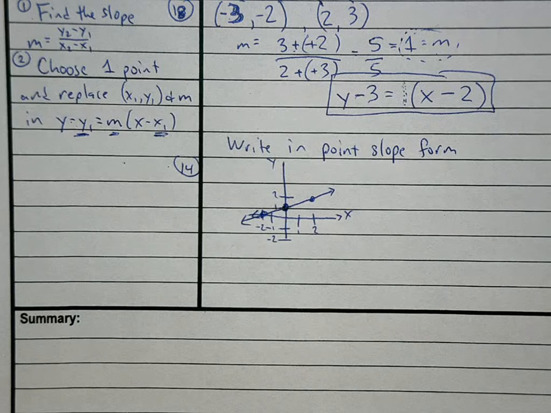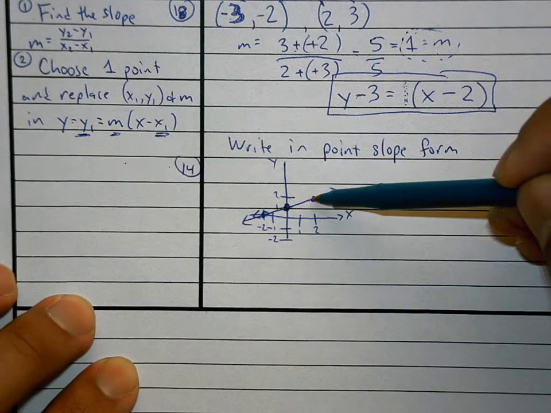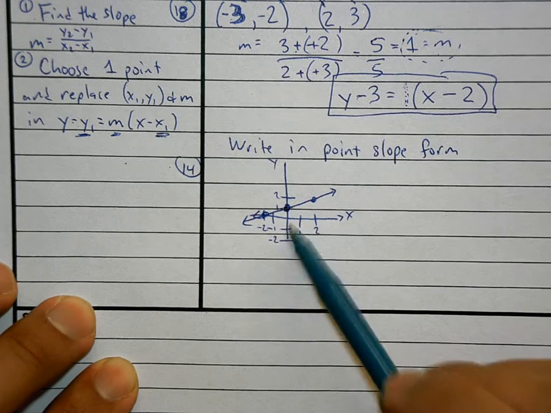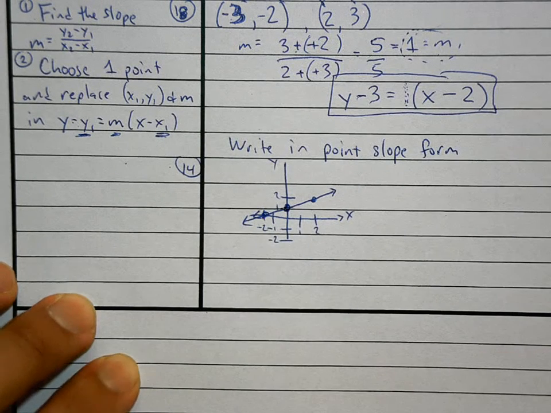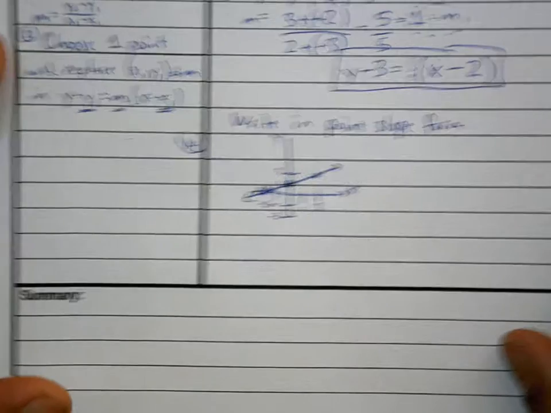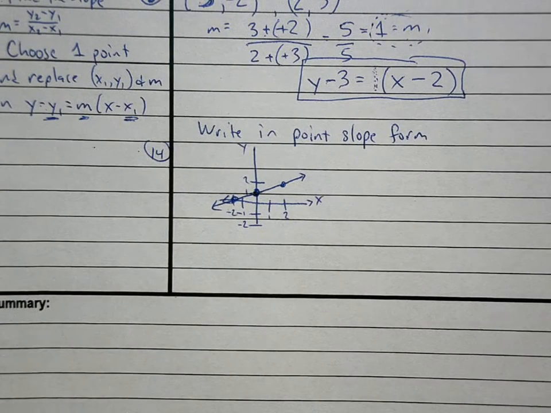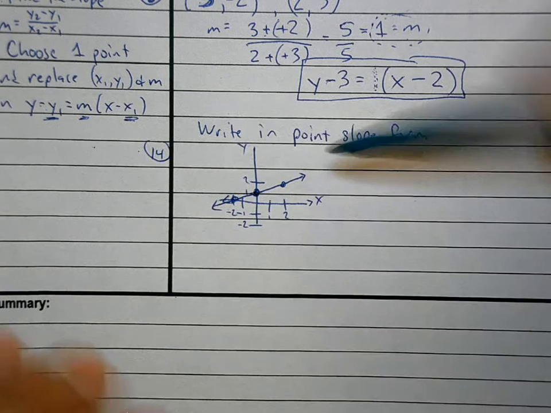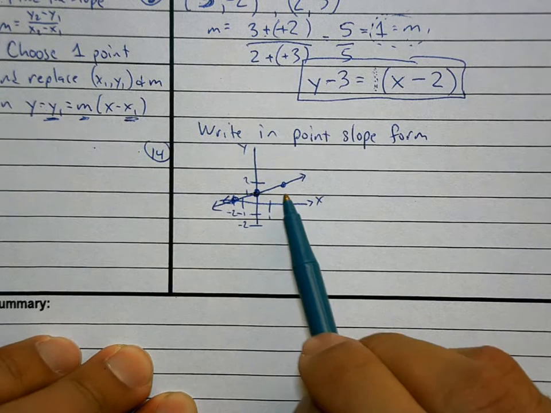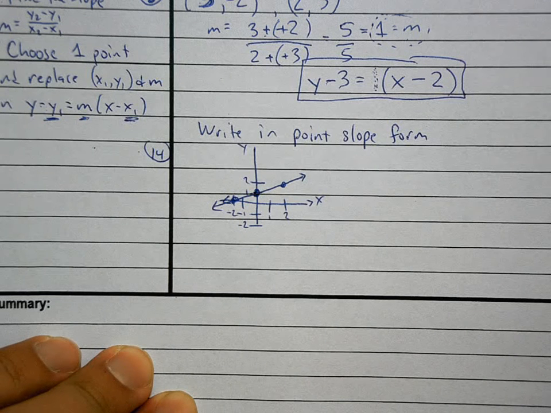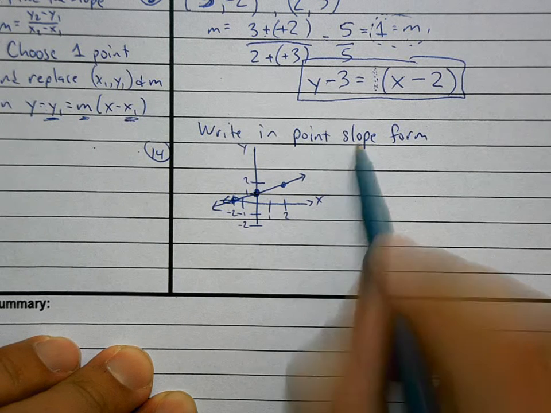So if you have a graph, this is the point 2, 2. This is the point 0, 1. This is the point negative 2, 0. In case you needed to see it. Write in point slope form. So for point slope form, you have to have a point. We have this point, we have this point, we have this point. But you need a slope.